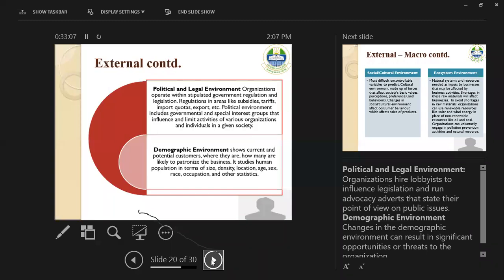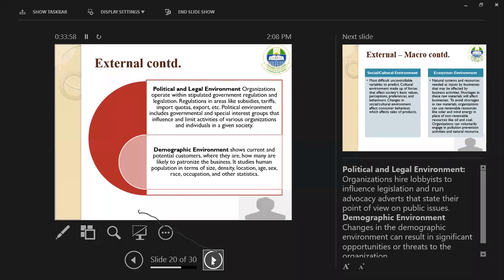So the political environment will include the special interest groups or the pressure groups that influence and limit activities of various organizations and individuals in a given society. But sometimes too, business uses those pressure groups, like when there's a regulation in the environment and businesses feel this cannot fly or is not good enough for us. Business can also sponsor pressure groups that will mount pressure through advocacy on the government, and the government may step aside a little or drop the regulation. So those are the environments, but oftentimes it's business that is worst hit. You can't change anything, you need to keep in.